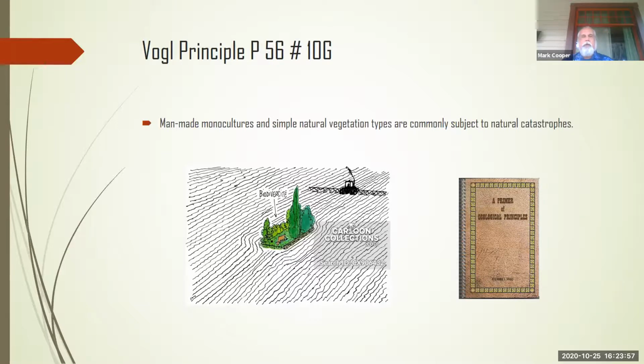So here's another principle, page 56, number 10G: man-made monocultures and simple natural vegetation types are commonly subject to natural catastrophes. So again, the idea is that if you have these single crops and something comes in to take it out, an insect or a fungus, there are not a lot of good ways to stop that. Whereas polyculture allows for a lot less damage due to any one catastrophe.